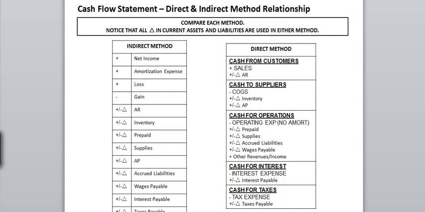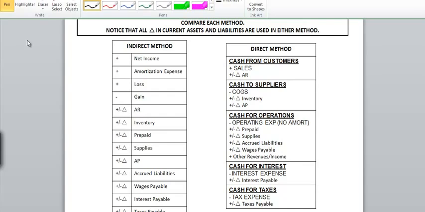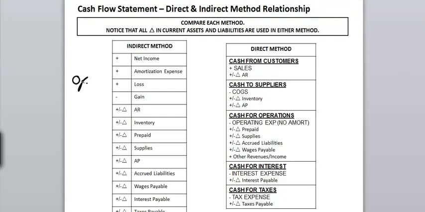Now, there's three sections to a cash flow. There's operating, investing, and financing activities. And it's very important to note that the only difference in how to create a cash flow statement in the indirect and direct method is how operating activities are created. So what I'm showing you right now is really the operating activity section.